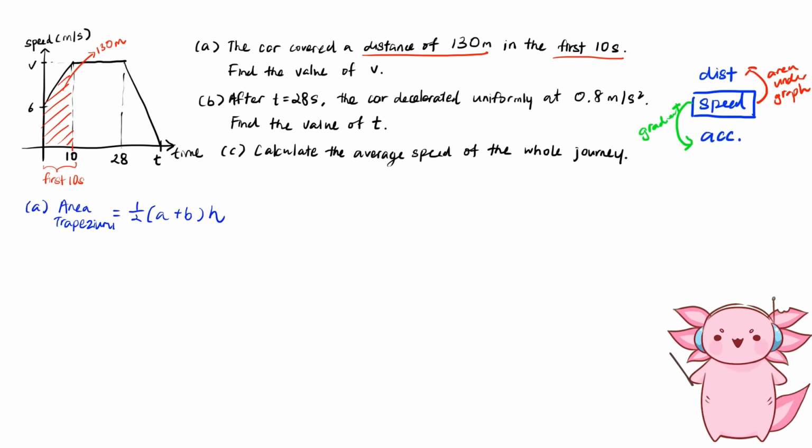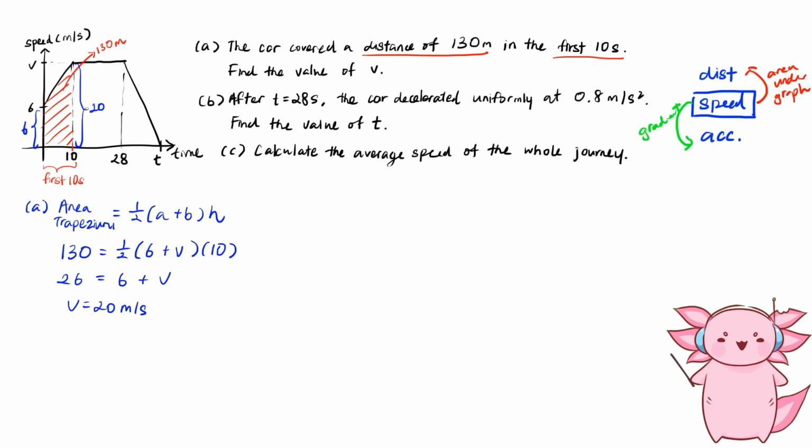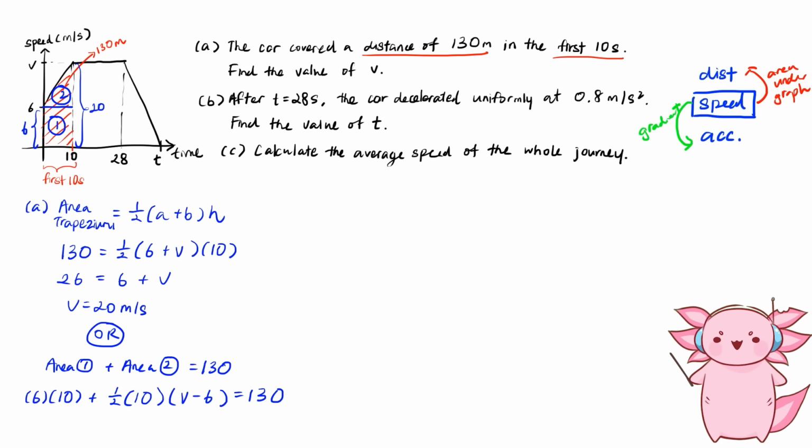So let's use the area of trapezium formula, and we can solve for the v value: v equals 20 meters per second. If you forget the trapezium formula, it's all good because you can actually split this area into a rectangle and a triangle, and you can still get v equals 20 like this.